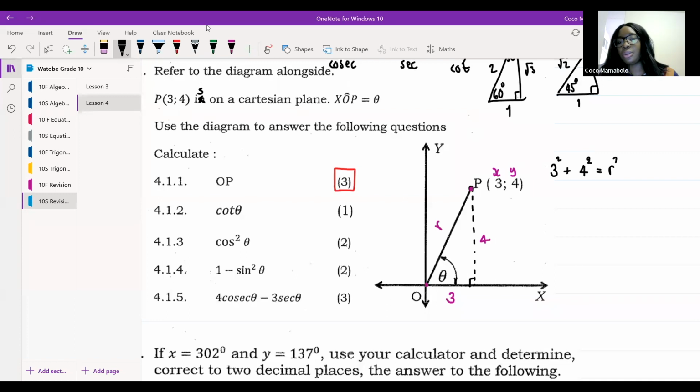Is equal to R squared, or you can even say OP squared. And I need a reason, I think, because I can't just make things up.